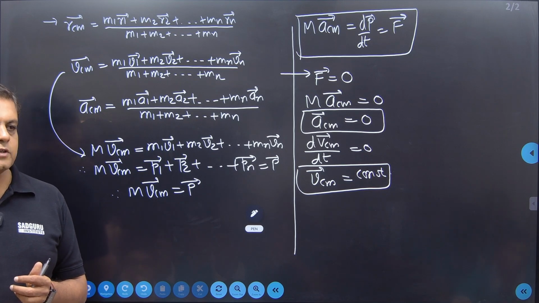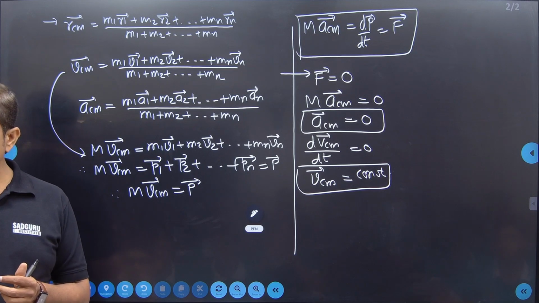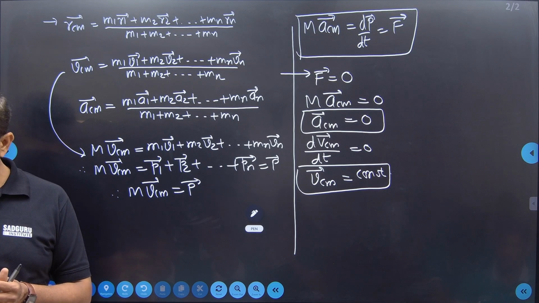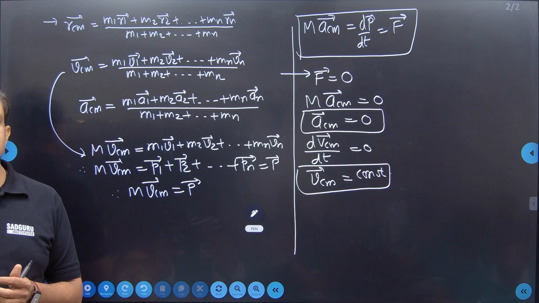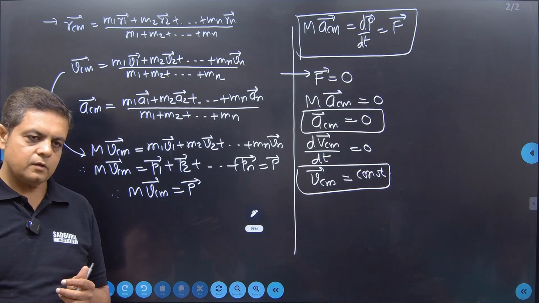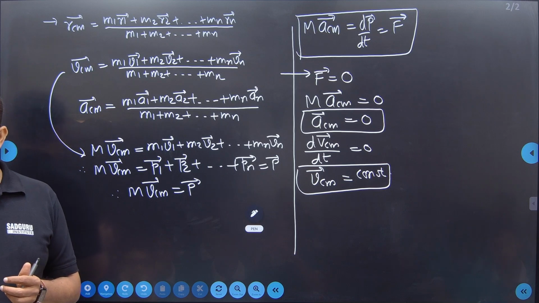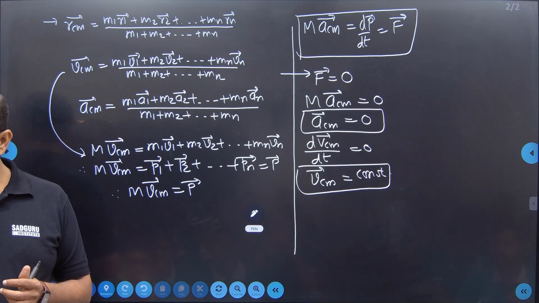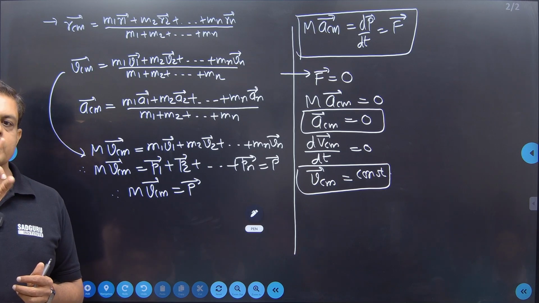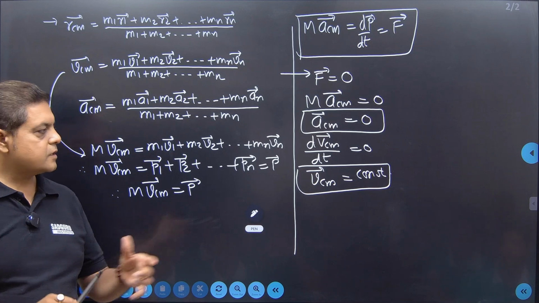After the explosion, different fragments are thrown in different directions, so they have different momentum in different directions. But as far as the center of mass is concerned, the velocity of the center of mass is the velocity of the bomb before the explosion, because Vcm is constant.